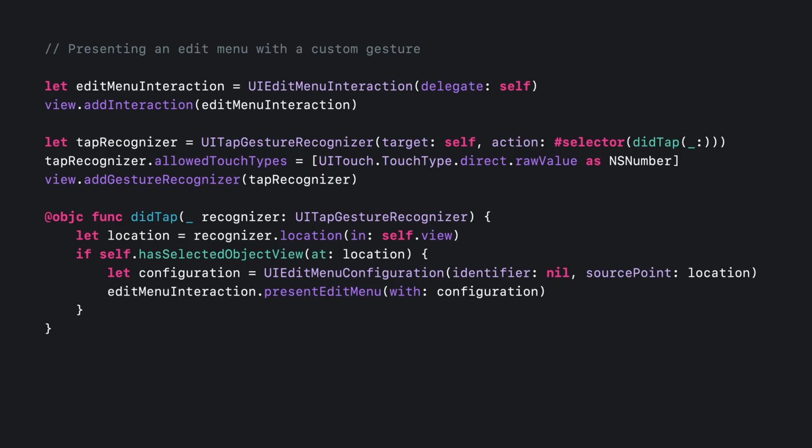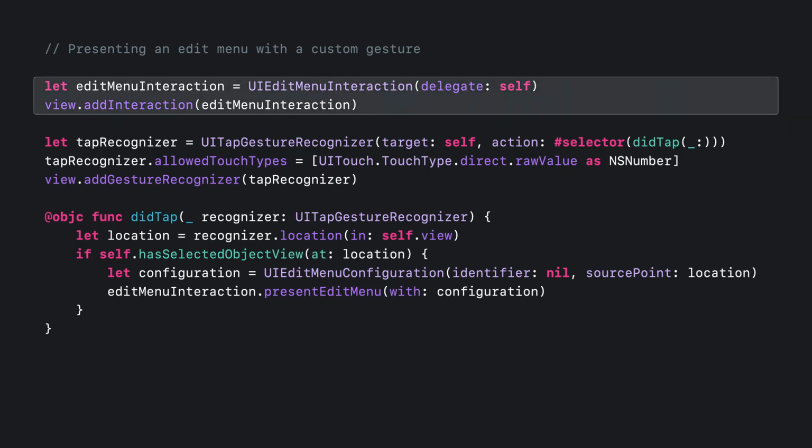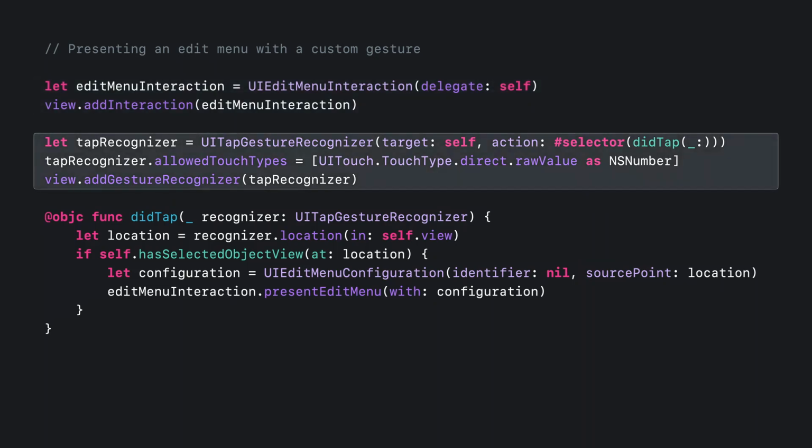To present an edit menu from scratch, first, create the interaction and add it to the view. Next, configure a gesture recognizer to present the menu from. To ensure that the menu only appears on direct touch and not from indirect pointer clicks, be sure to set the allowedTouchTypes property of the gesture recognizer to be direct touch only. Then, add the gesture recognizer to the view.